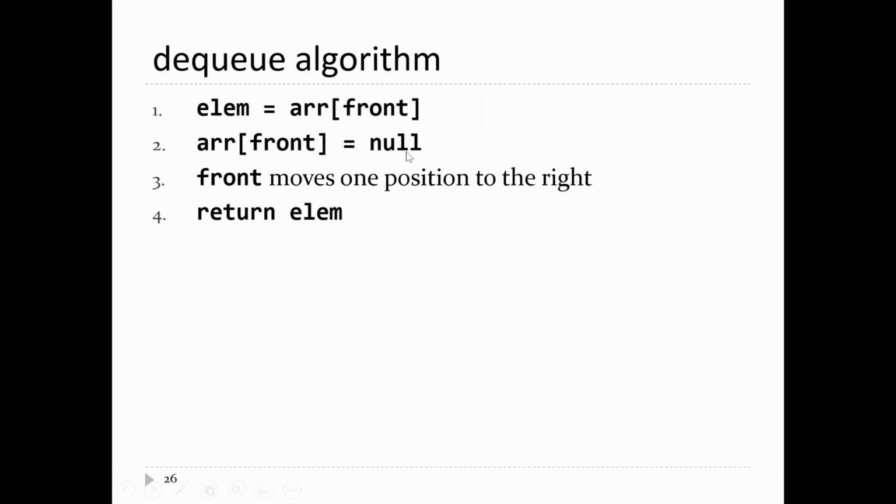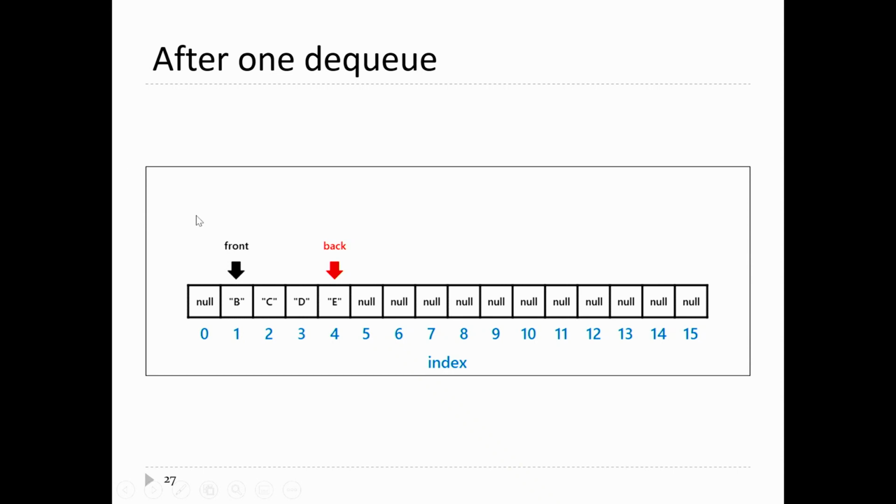So I'm going to remember the value of the element to return. I'm going to null out the position in the array. I'm then going to move front one position to the right, and then I'm going to return the element that I remembered. So in other words, remember that you have the A that was here. Null out that element, move front one to the right, and now I've got a queue of size 4.